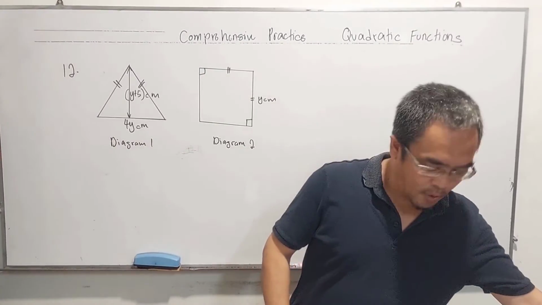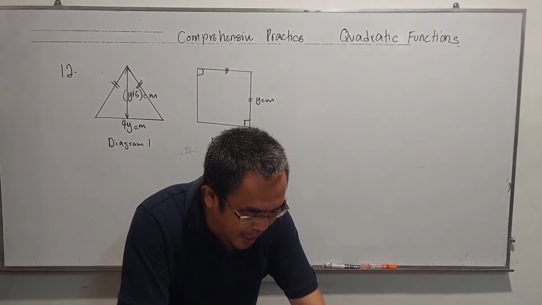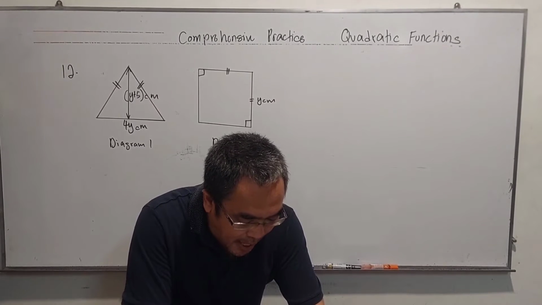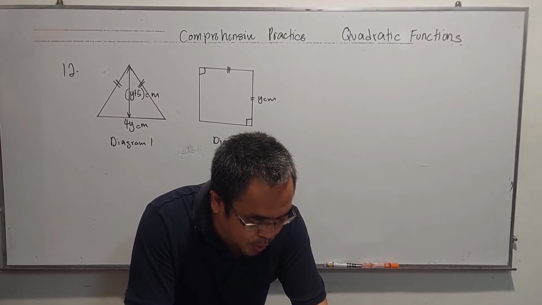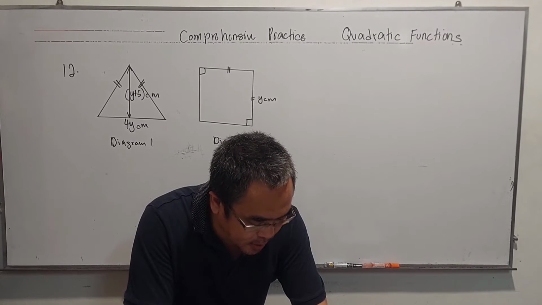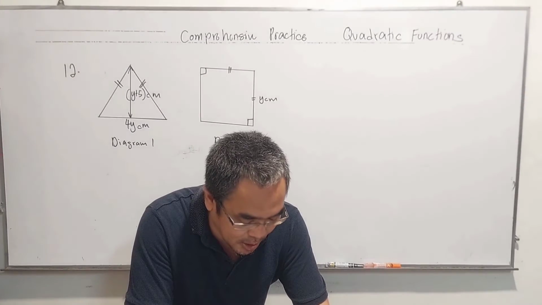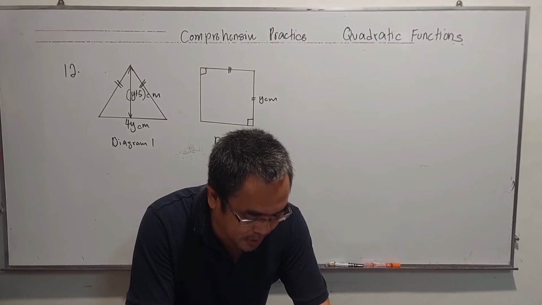Okay, the last question for today. Number 12. Diagram 1 shows an isosceles triangle with a base of 4y centimeter and a height of y plus 5 centimeter. Diagram 2 shows a square with sides of y centimeter. The area of the triangle is more than the area of the square by 39 centimeter square. Calculate the difference in perimeter between both shapes.